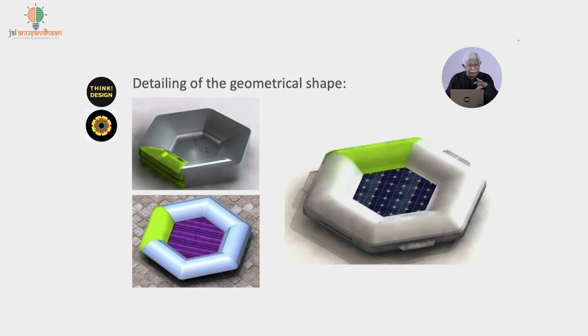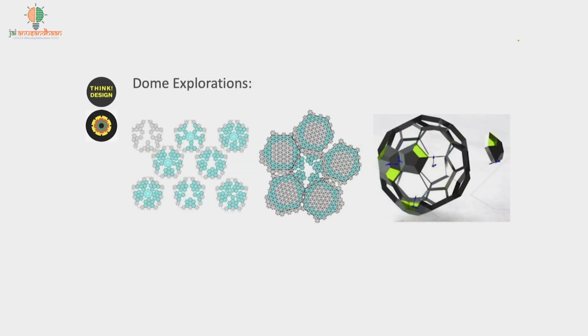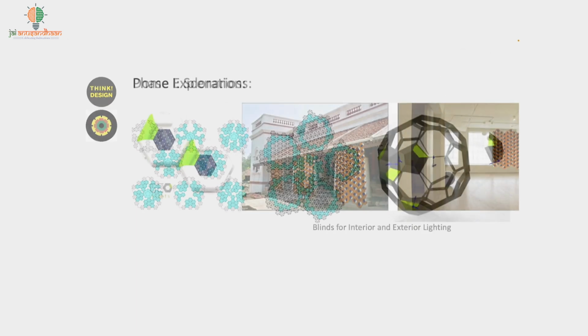Can we actually detail that? So, here you can see it is actually a hexagon, and then it's been detailed out so that you can have different combinations of it. And then you can explore. Now you put it into the form of a dome. So, the basic unit is the same, but the overall form is different. And if you look on the right side, you can actually create a full dome with that.